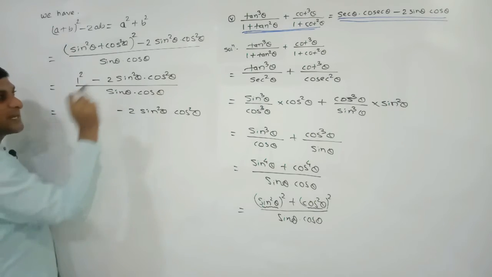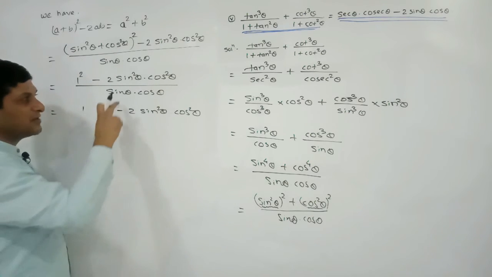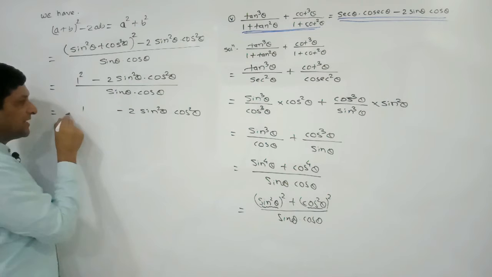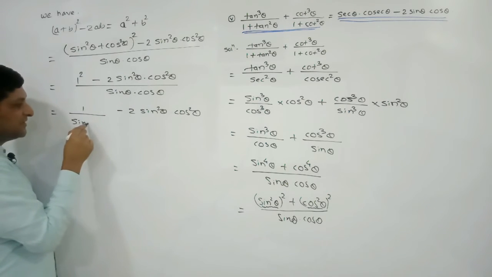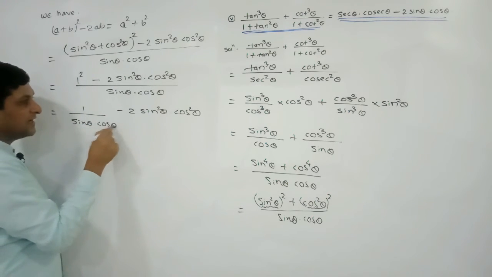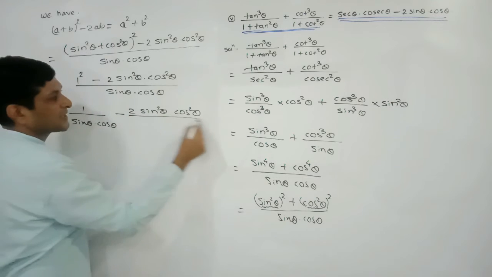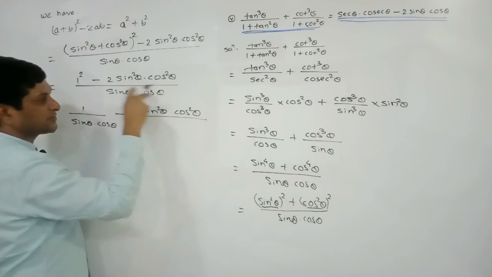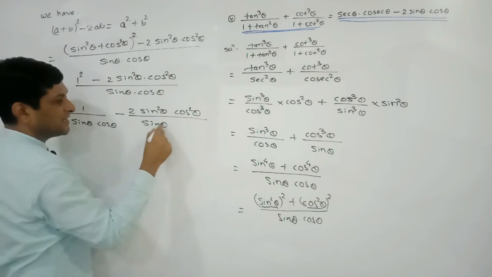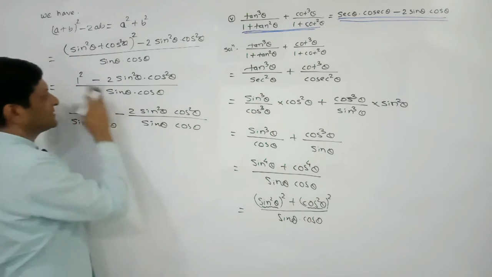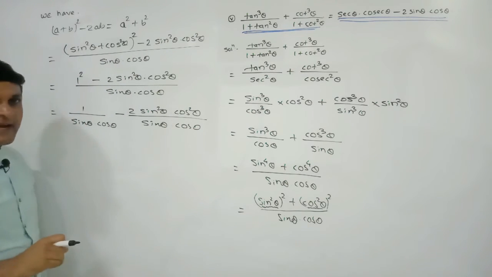Here two terms are there in the numerator. I am dividing both the terms separately by sin theta into cos theta. So, 1 divided by sin theta into cos theta, minus 2 sin square theta into cos square theta divided by sin theta into cos theta. Just divide separately both the terms by the denominator.